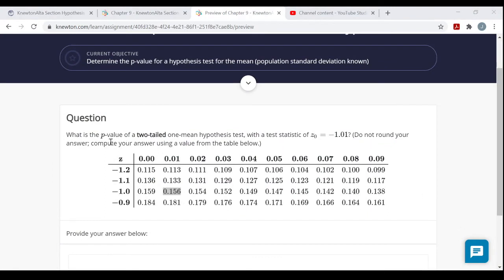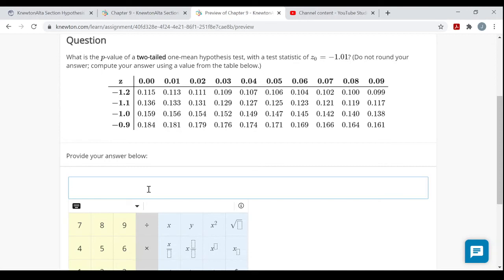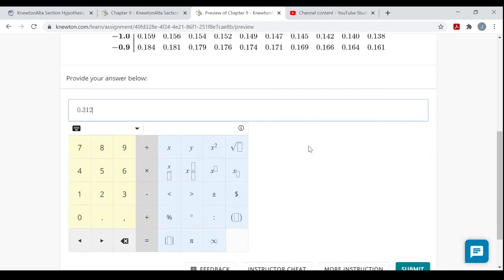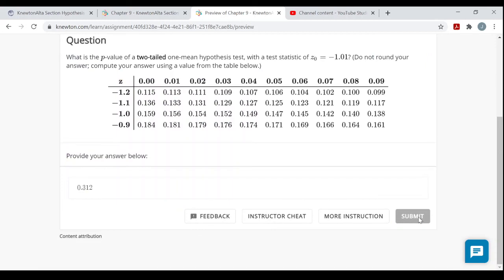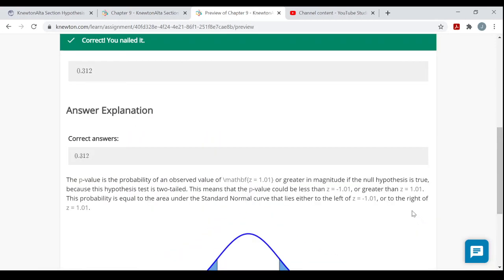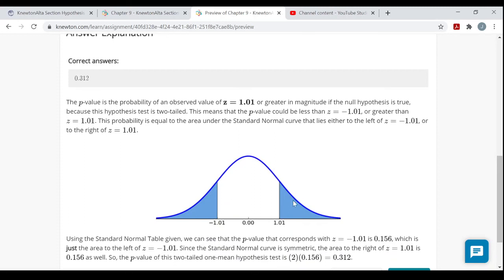But then for the p-value, because it's two-tailed, I'm taking this area to the left and doubling it. So the p-value is 2 times 0.156, or that 0.312 that I wrote down on my paper earlier. And that's all we're asked for here, just simply finding the p-value. And again, they say two-tailed. There's negative 1.01, positive 1.01. Double the area. The area to the left of negative 1.01 is the same as the area to the right of positive 1.01. But like I said earlier, just take the area to the left and double it.